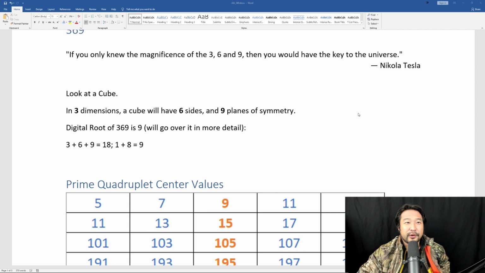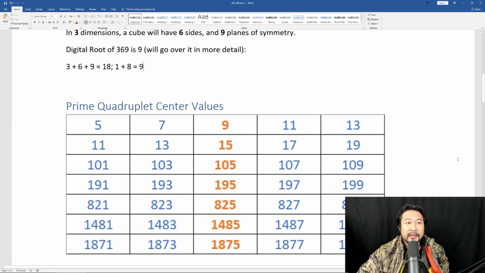So now if we go over and get the digital root of 3, 6, and 9, it's 9. So 3 plus 6 plus 9 equals 18. But now we have to add the single digits again. So 1 plus 8 equals 9. That's what digital root is.